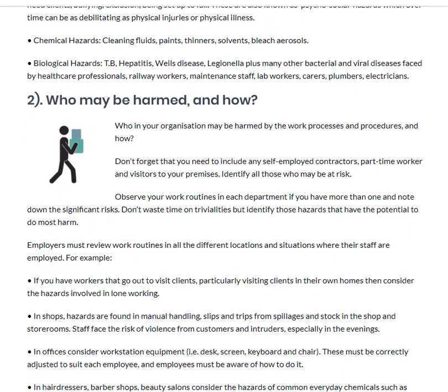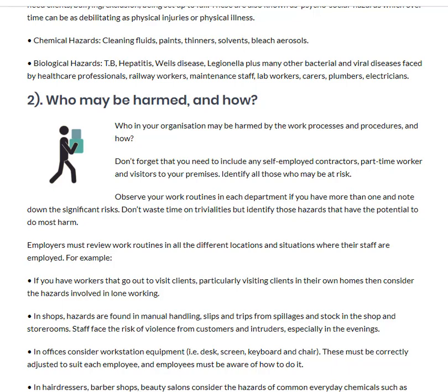So who may be harmed and how? Who in your organisation may be harmed by your work process and procedures, and how may they be harmed? Don't forget that you need to include any self-employed contractors, part-time workers and visitors to your premises. Identify all those who may be at risk. Observe your work routine in each department if you have more than one, and note down significant risks. Don't waste time on trivialities, but identify those hazards that have the potential to do most harm.